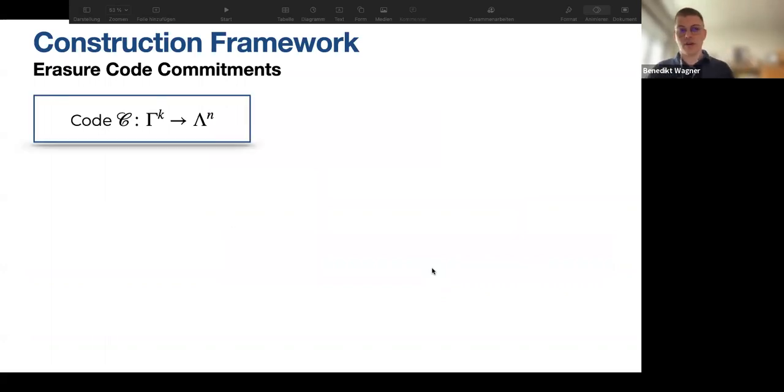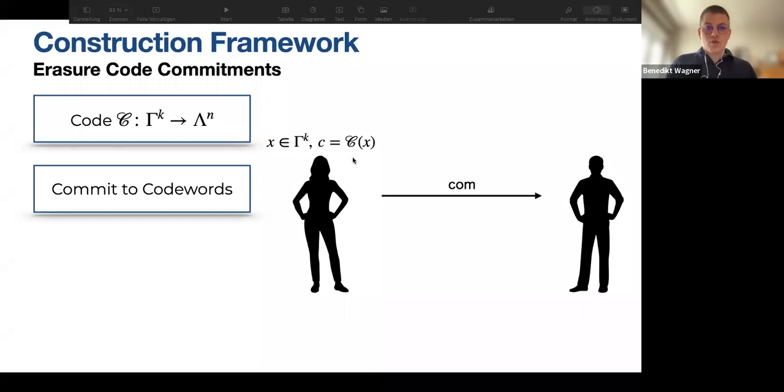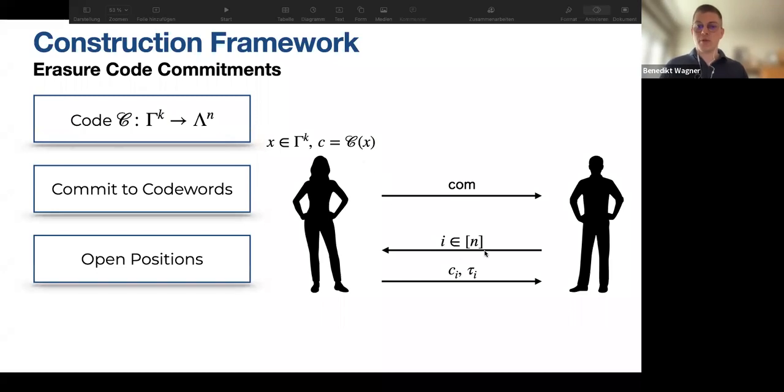Again, we have an arbitrary code. And now let's say we have Alice and she holds a code word C(X), of some message X. So this could be the evaluations of a polynomial. And now Alice wants to commit to this code word and Bob wants to query positions of this code word. So Bob will query a position and get back the symbol of the code word along with this opening proof tau_i. And then of course he can verify it.